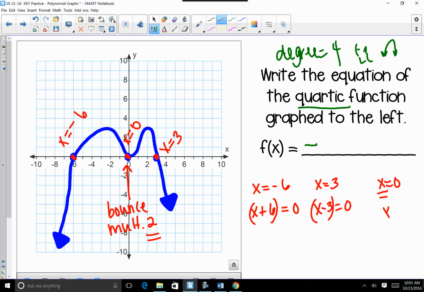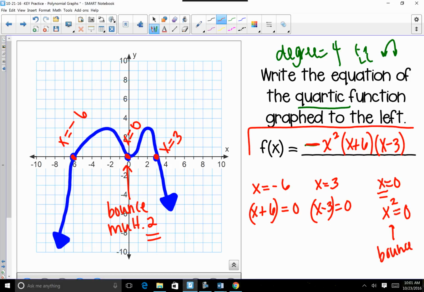So I'm going to come back and write this out. This is really like having a factor of x squared equals 0 because of that bounce that we saw. We've already said we had a negative leading coefficient, so I've got that out front. If I ever have an x by itself, don't we usually see that in the front before the other factors? So negative x squared, and then I'm going to bring in the other factors, times x plus 6 times x minus 3. If you were to multiply all that out, it would give you a polynomial function that has a negative leading coefficient and an overall degree of 4.